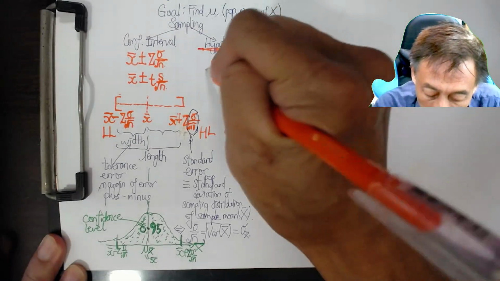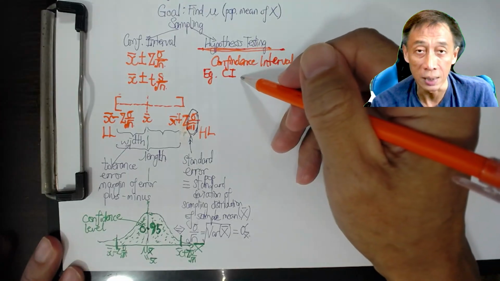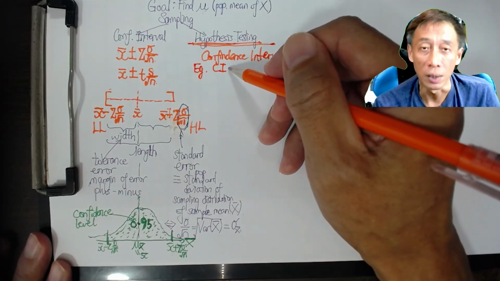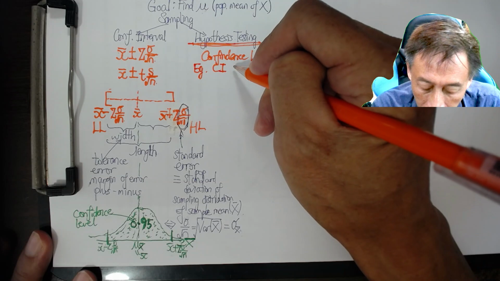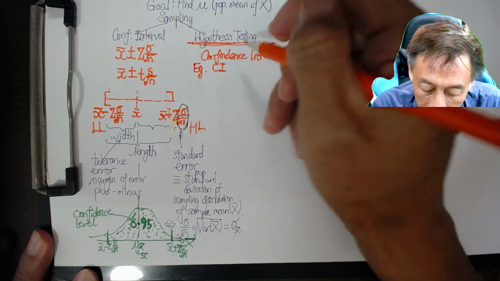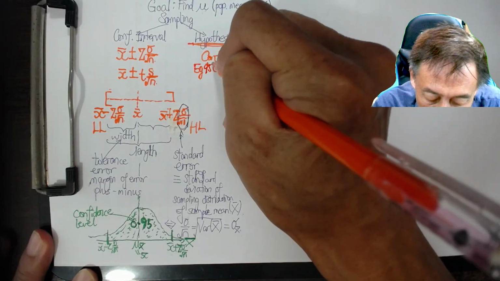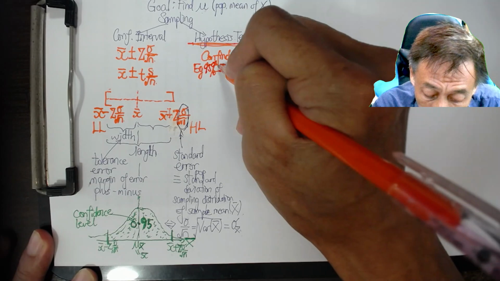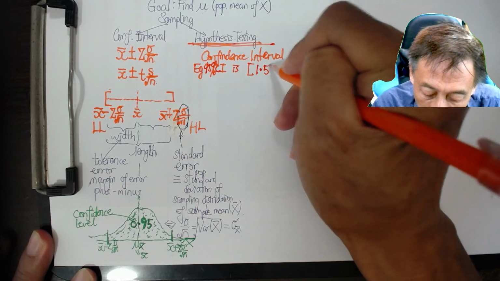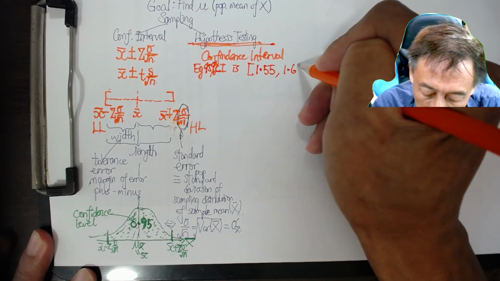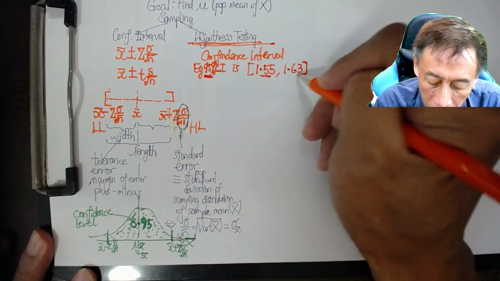Let me give an example first. The confidence interval, allow me to abbreviate as CI, but when you're answering test or exam questions, please spell out in full: confidence interval. For example, the 95% confidence interval is from 1.55 meters to 1.63 meters. So where are the 3 numbers? First number, second number, third number.